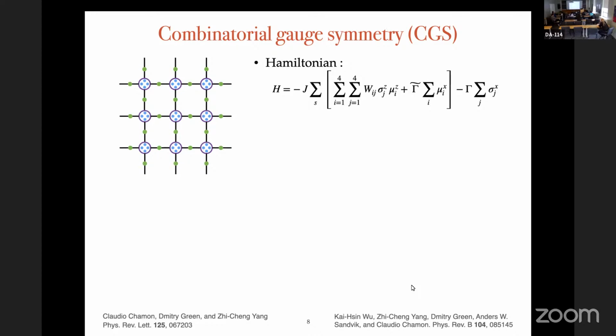And the quantum fluctuation comes from the transverse field gamma tilde on the matter spin and the transverse field gamma on the gauge spins. In the limit when gamma tilde is much, much larger than J, we can effectively integrate out the matter spin sitting on the vertex and derive this effective Hamiltonian, where the first term is the star operator in the toric code. And to recover the toric code limit, one only needs to realize that the lowest surviving order in the perturbation theory of gamma over lambda is exactly the plaquette term in the toric code.